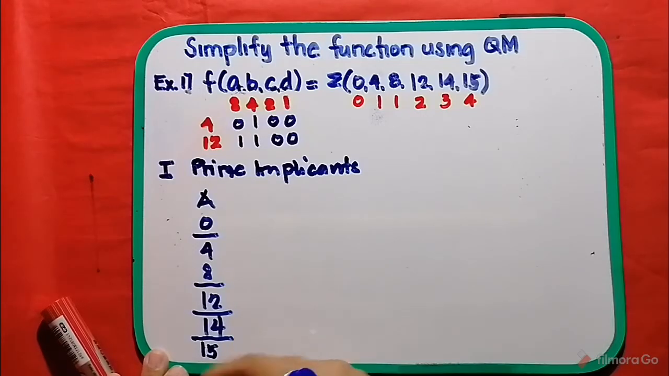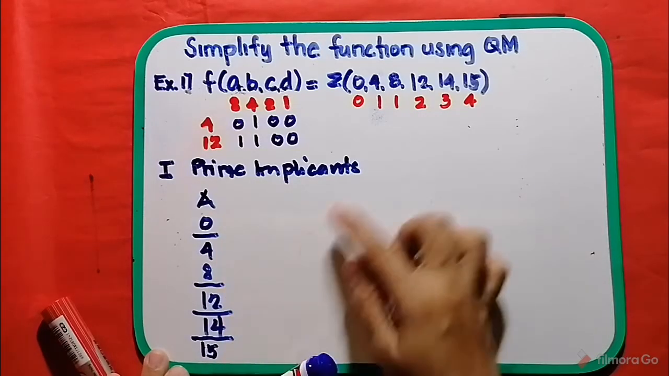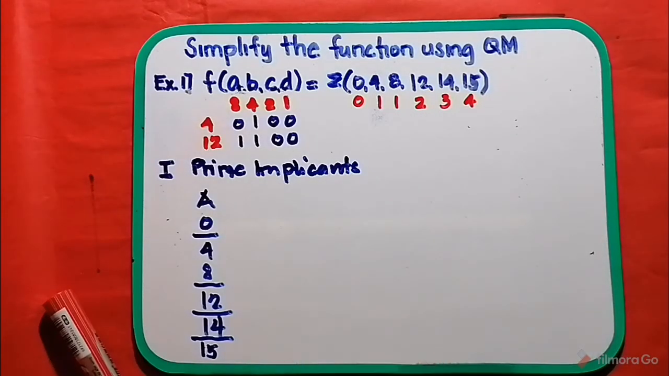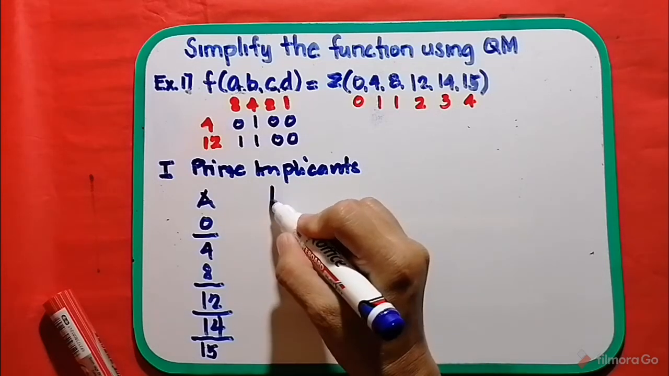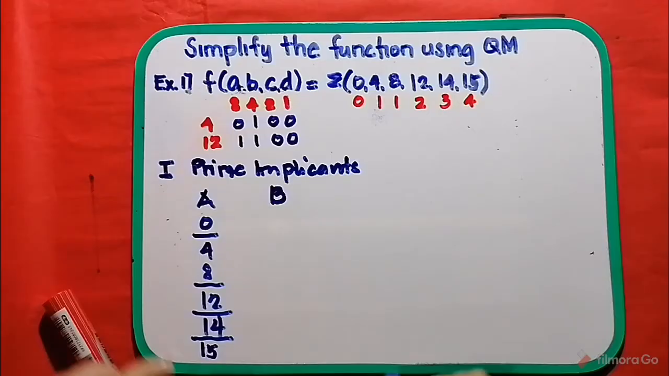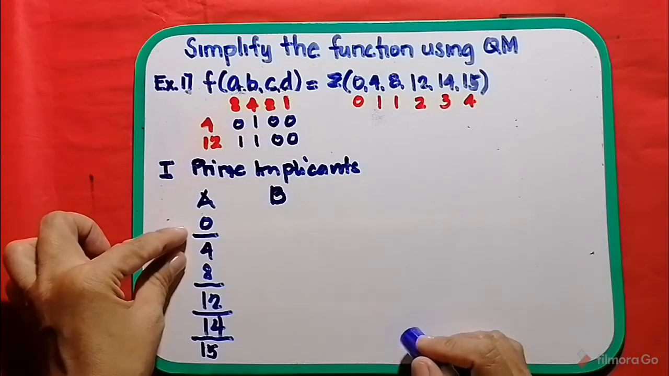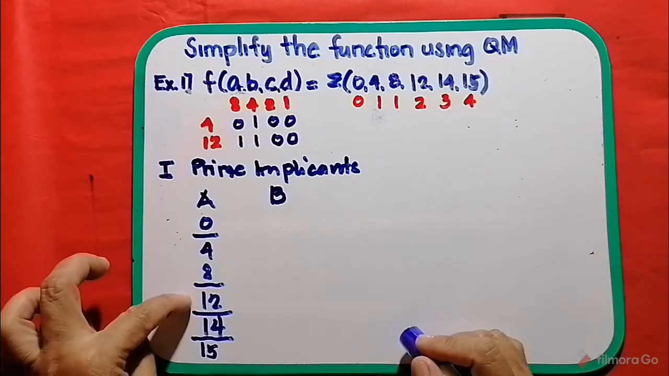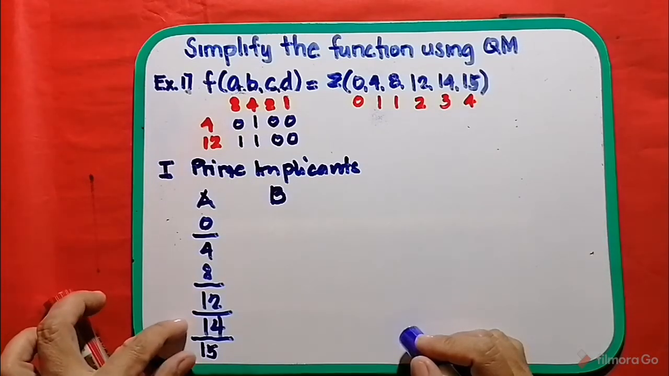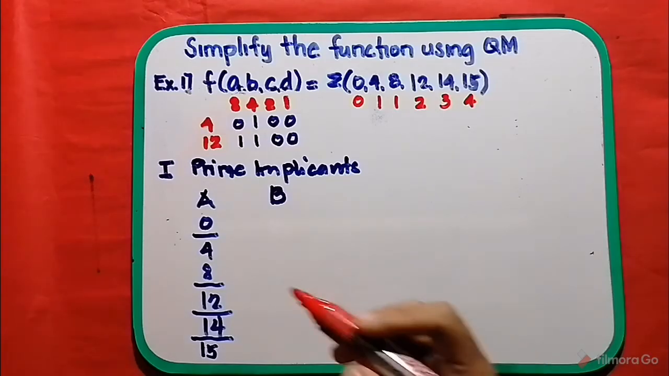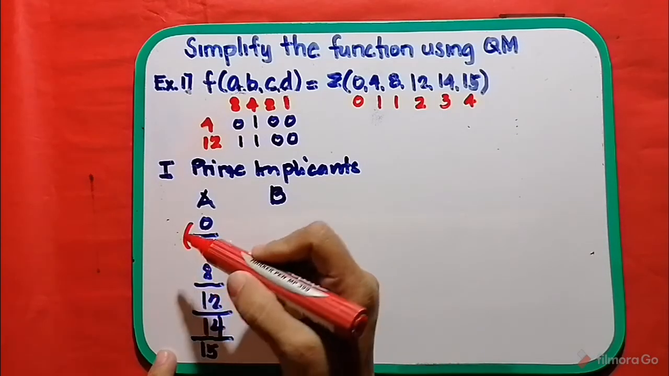So let's check. 1, 2, 3, 4, 5, 6. So we have 6 implicants. The next, we go now to column B. To get column B, we have to compare the two adjacent groups. Meaning, we compare the first group with the second, second with the third, third with the fourth, and fourth with the fifth. So, we now compare 0 and 4.